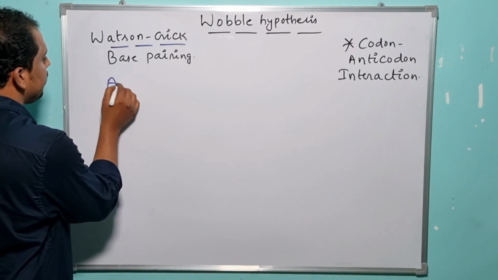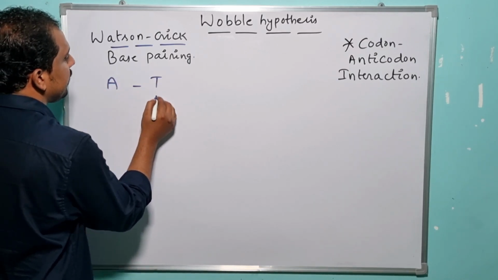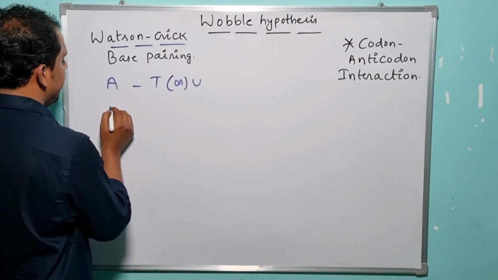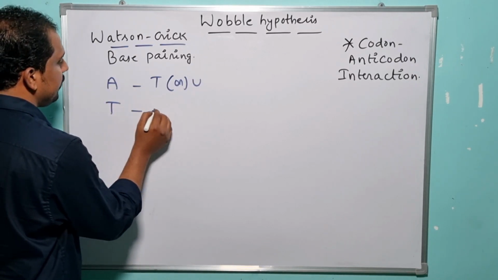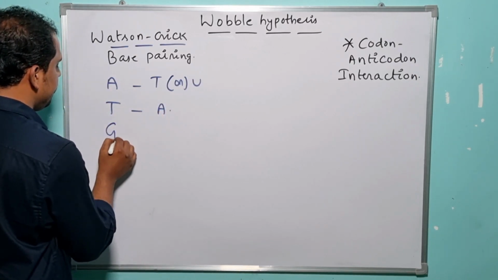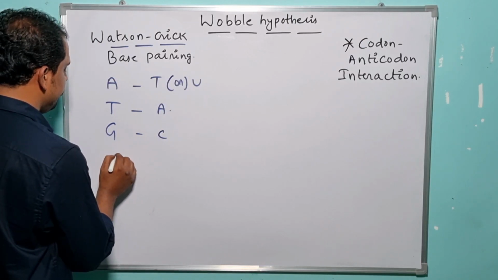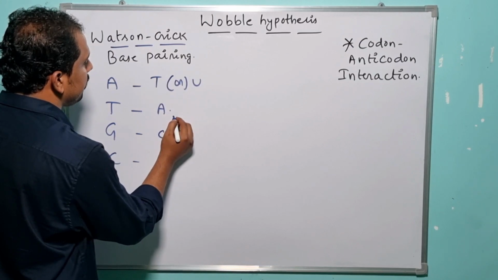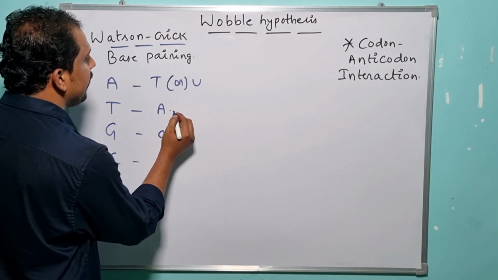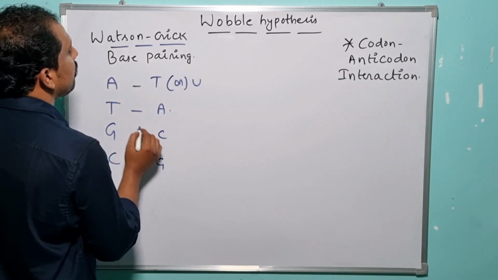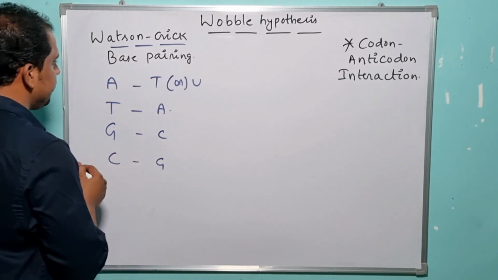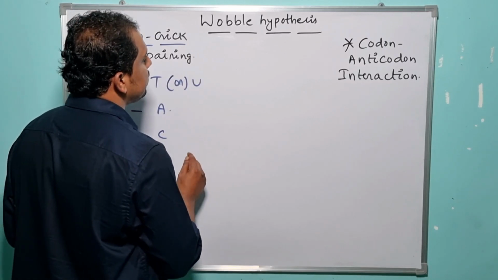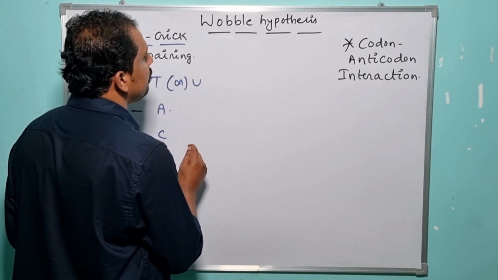So here the complementarity of adenosine is T in case of the DNA, but in case of the RNA it is U. And in the same way the complementarity of T is A, the complementarity of G is C, and the complementarity of C is G again. So all the nucleotides which exist either in case of the DNA or RNA obey the normal Watson-Crick base pairing. And in addition to the normal Watson-Crick base pairing, in case of the RNA, there is an availability of one more unusual base pairing.